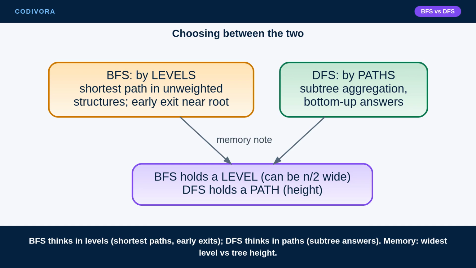When do you pick which? BFS thinks in levels. Anything phrased per level, and shortest or nearest questions in unweighted structures. Because the first time BFS reaches something, it got there by the shortest route. DFS thinks in paths and subtrees. Bottom-up aggregation, the previous video.